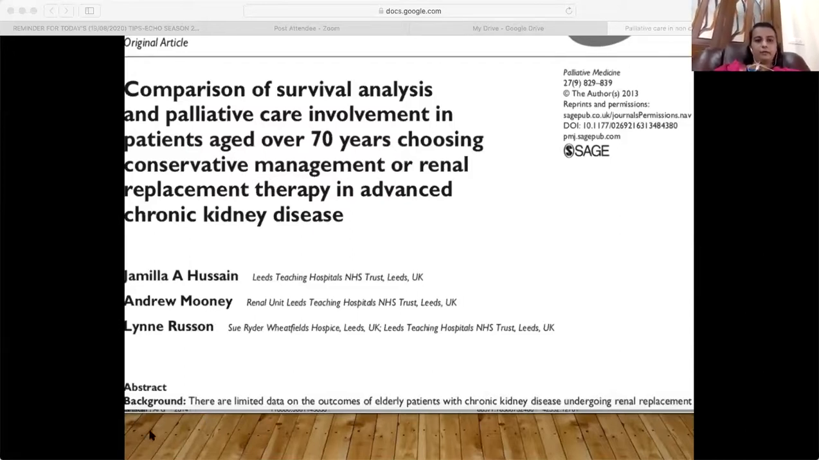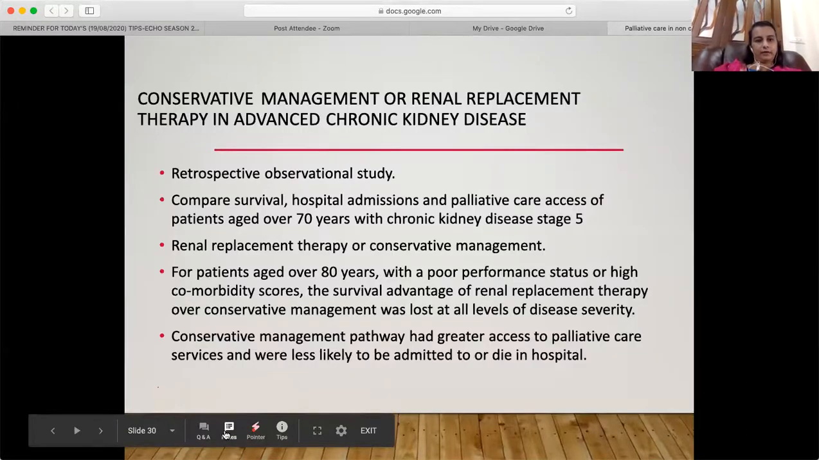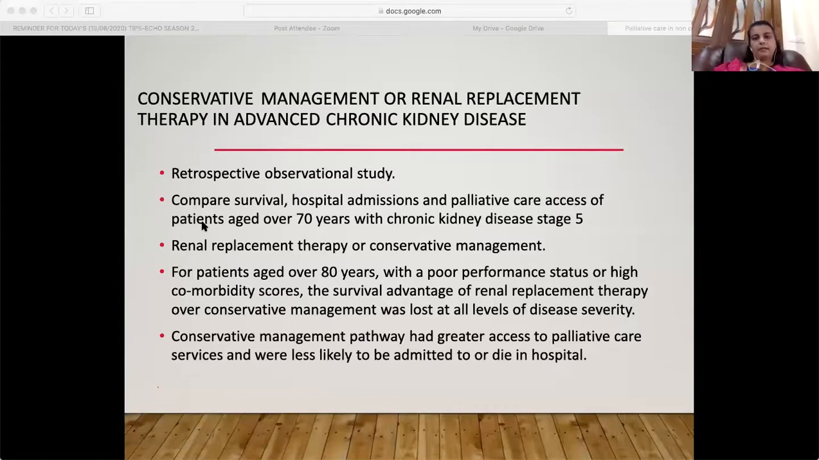So what they found in the study when they analyzed the data was they compared the survival and the hospital admission and the palliative care access. And what they found was patients who were over the age of 80 with a poor performance status and with high comorbidity scores survived longer when they chose conservative treatment as compared to dialysis patients. And as expected, the conservative group had more access to palliative care. So this study was done for patients above 70.